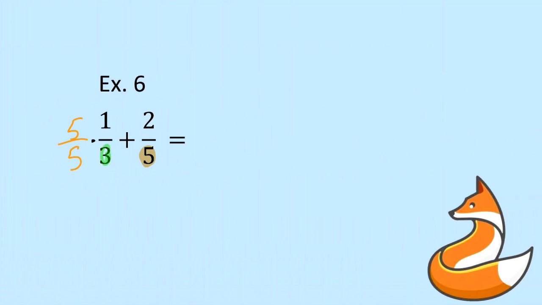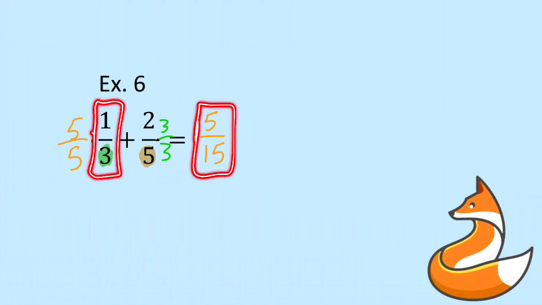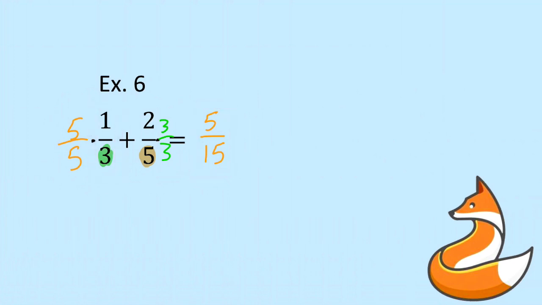And then I'm going to take this 3, the denominator from the other fraction, and I'm going to multiply 2/5 by 3 over 3. So that is also a special form of the number 1. So we're not changing the value of these fractions, we're just changing the way that they look. 5 times 1 is 5, over 5 times 3 is 15. So this 5/15 is equivalent to this 1/3. It just looks different.